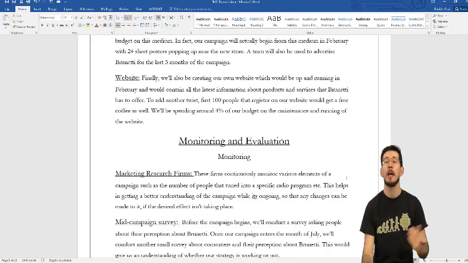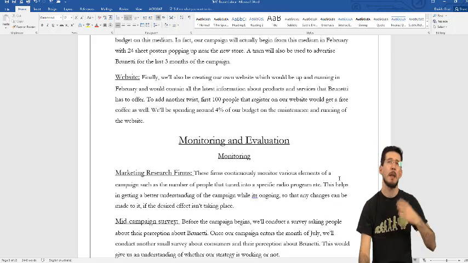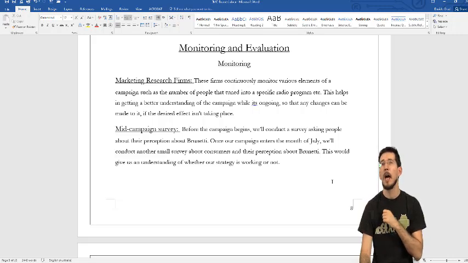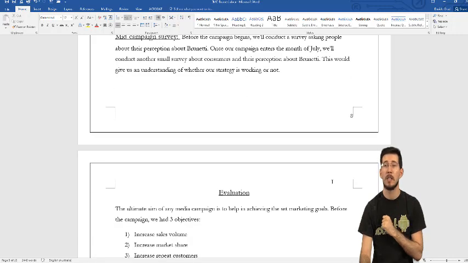And finally, there comes the monitoring and evaluation and budgeting section. Last year we didn't have budgeting because we were collaborating with an industry partner. The budget was set. Here you also need to say how much money you need to run the campaign and how you're going to monitor its effectiveness.